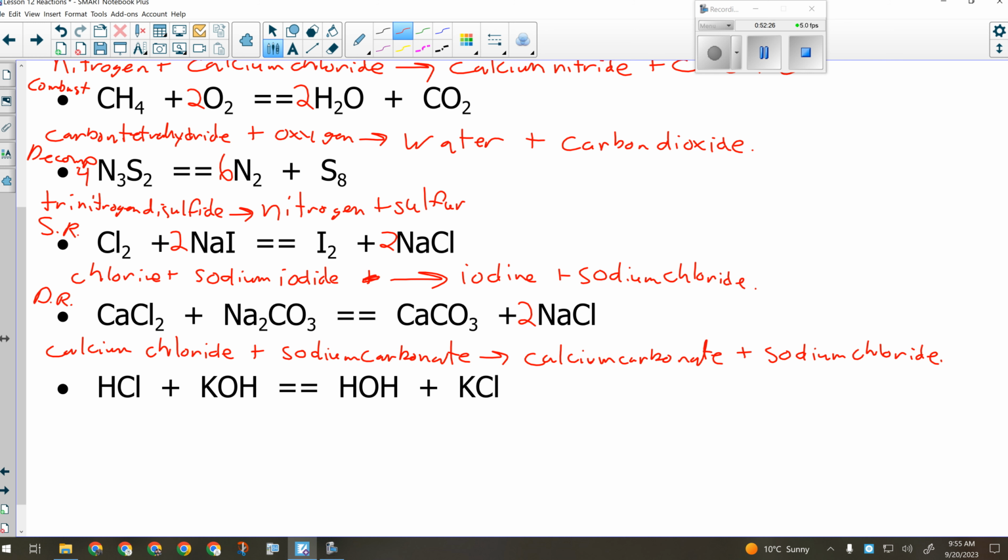How many people have done the last one? Okay, what kind of reaction? Double replacement, okay. This is also sometimes called a neutralization or an acid-base reaction, because what you are doing is taking an acid, because it's got hydrogen acting as the metal, and reacting it with a base, something that has OH in it, right? And you always get water and a salt of some kind as your products in an acid-base reaction. So we've got hydrogen chloride plus potassium hydroxide gives water and potassium chloride.